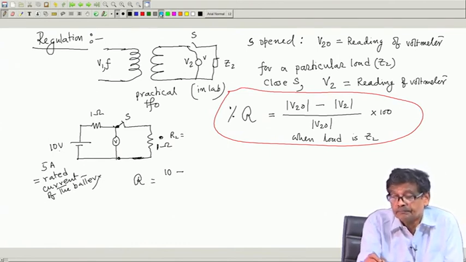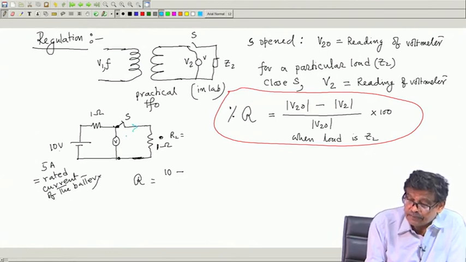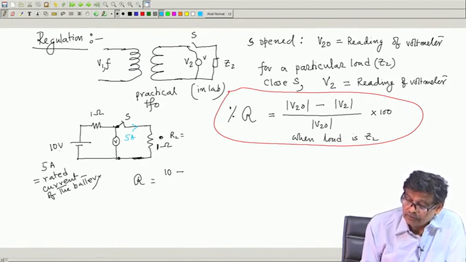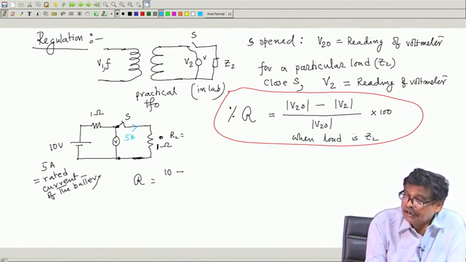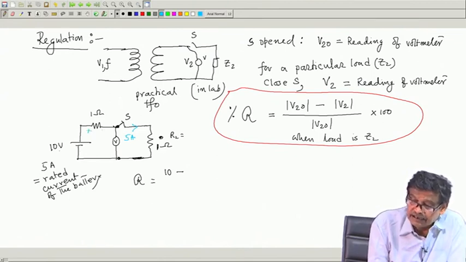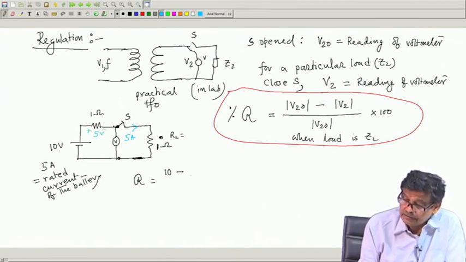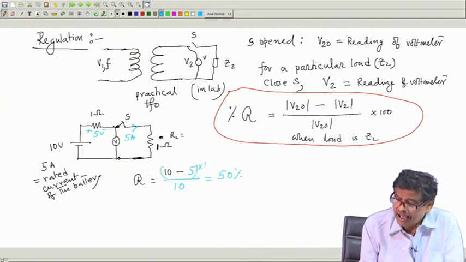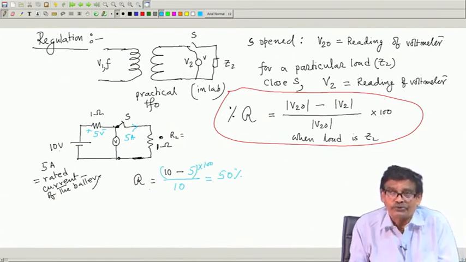So, when the battery will supply rated current with S closed, the current in the circuit will be how much? 5 ampere. And what will be your output voltage? 10 minus this drop, that is another 5 volt here. Therefore, with S closed, this voltage will be 5 and divided by 10, and I will say regulation is 50%. Are you getting? This is into 100, and I will say, oh, this is a very bad source.